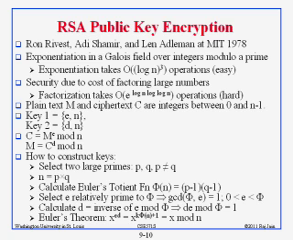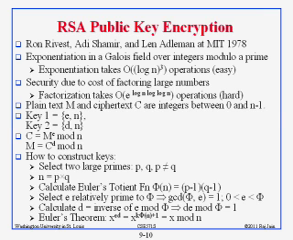The question is, how do you find E and D? So they specified the algorithm also. You select two large primes P and Q, where P is not equal to Q. They have to be prime numbers though. P and Q have to be large prime numbers. Okay. Then you calculate n equal to P times Q.